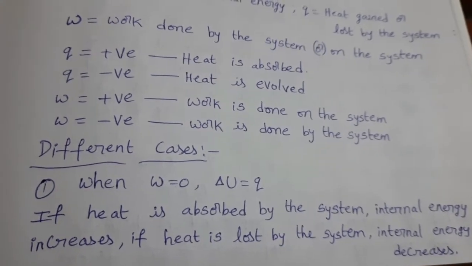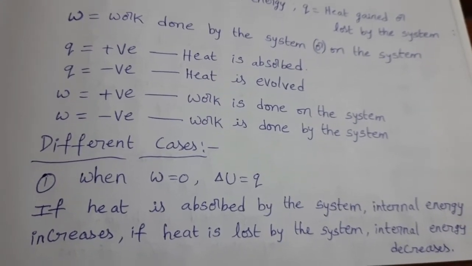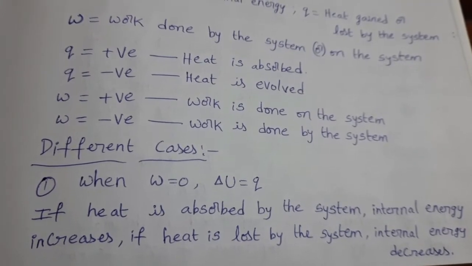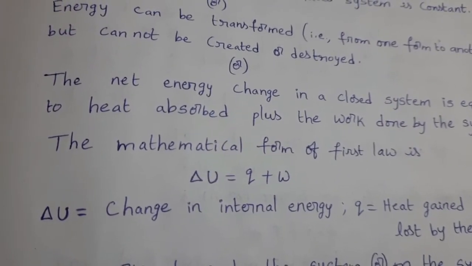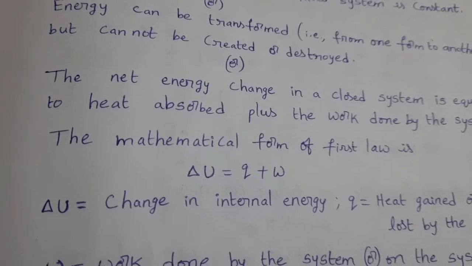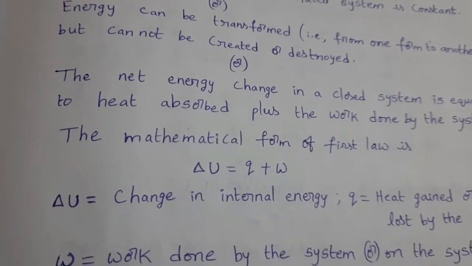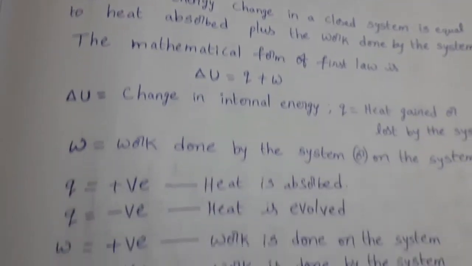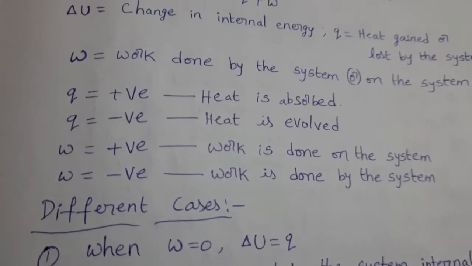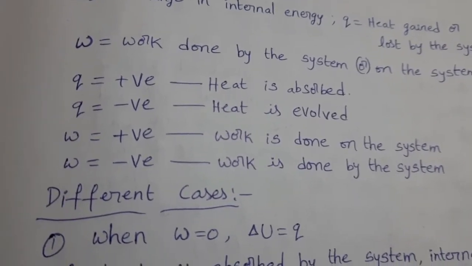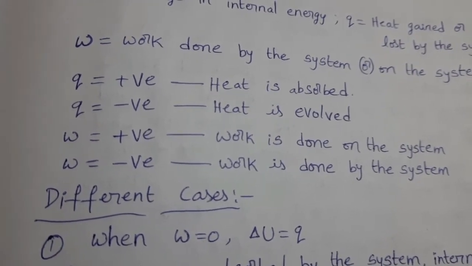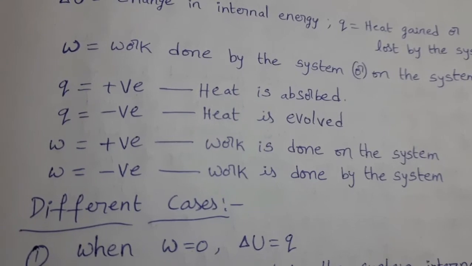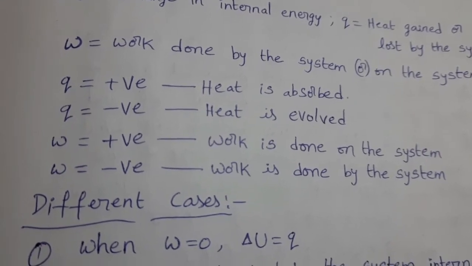In last class we completed first law of thermodynamics and its mathematical form. Say this is the mathematical form: delta U equal to Q plus W. Now see the different cases related to this law. First one, when W equal to 0, no work is done, then W becomes 0. In that case, delta U equal to Q.